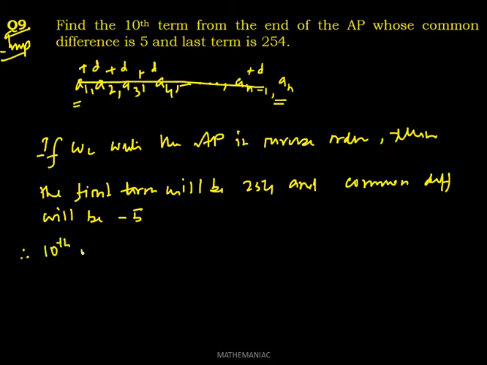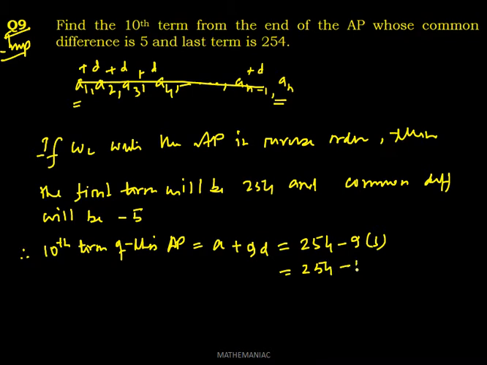Therefore, here what I'll write? The 10th term of this AP, this AP means the reverse one, is A plus 9D, right? A plus 9D, A means 254, minus 9 into 5 here. Then 254 minus 45, how much it will be? 14 minus 5, it will be 9. 4 minus 4, 0, 209, right? At last you give the conclusion. Therefore, the 10th term from the end will be 209.